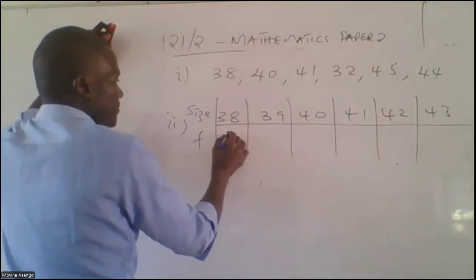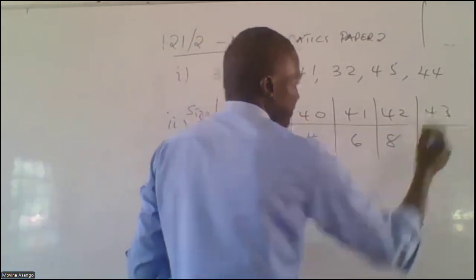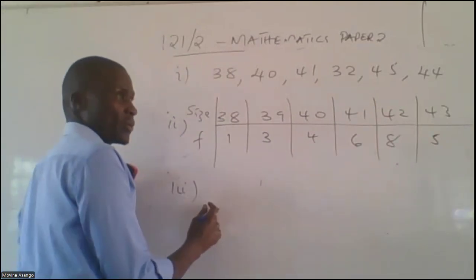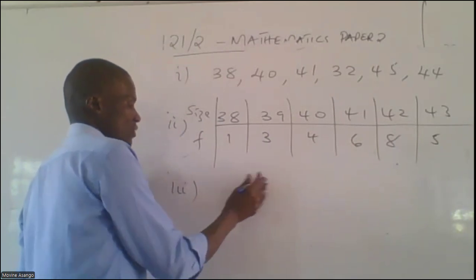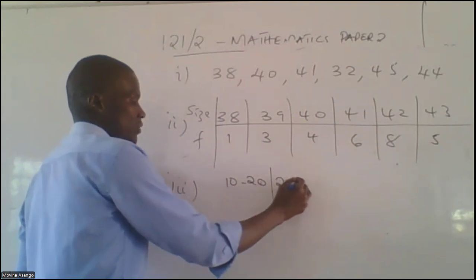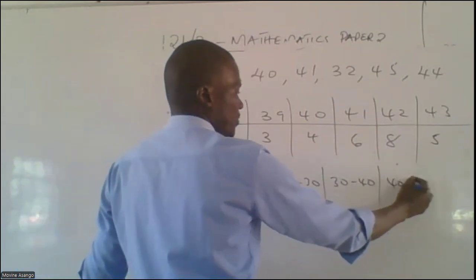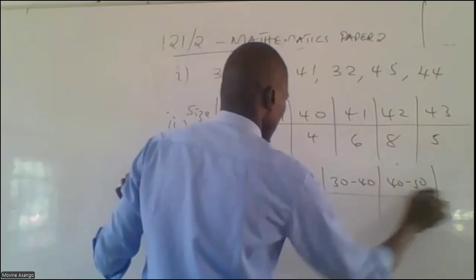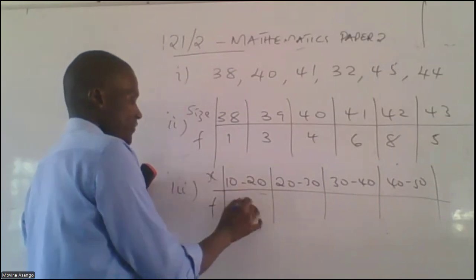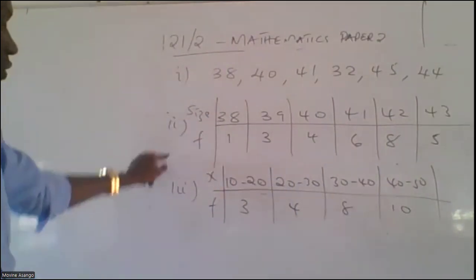The frequency here may be 1, 3, 4, 6, 8, and maybe 5. The last type of data that we can see is where we have put them in classes. So I have maybe 10 to 20, 20 to 30, 30 to 40, 40 to 50, etc. Assuming those ones are, let's call them X, and then we have 3, 4, 8, 10. Data number 1, number 2, number 3.